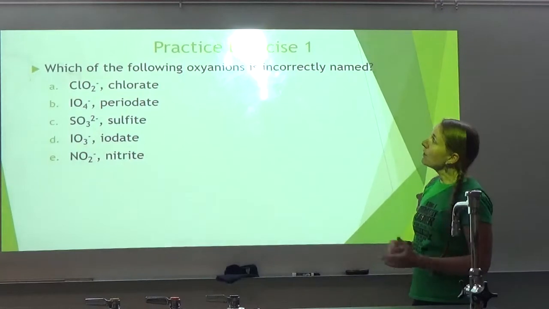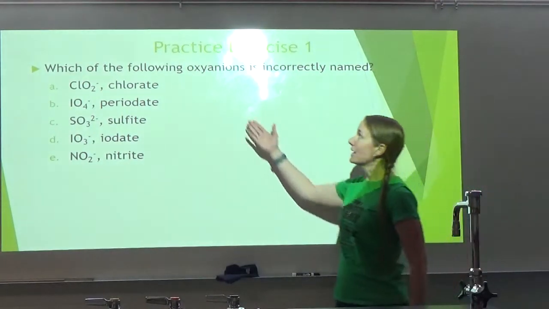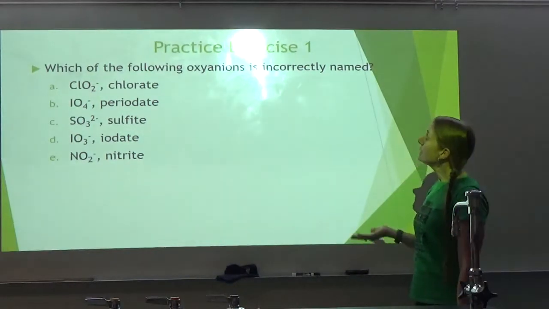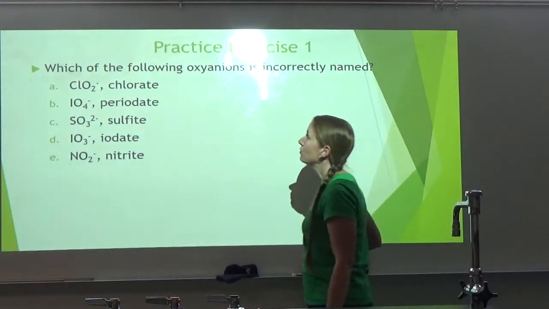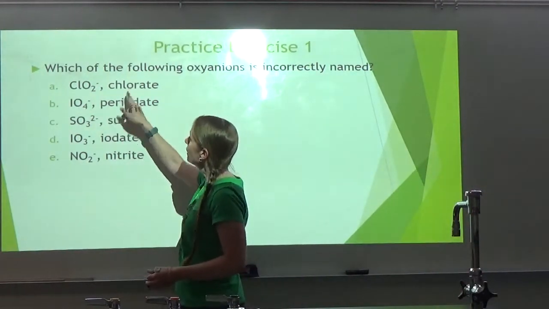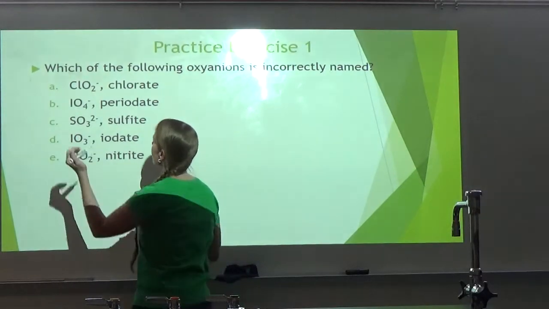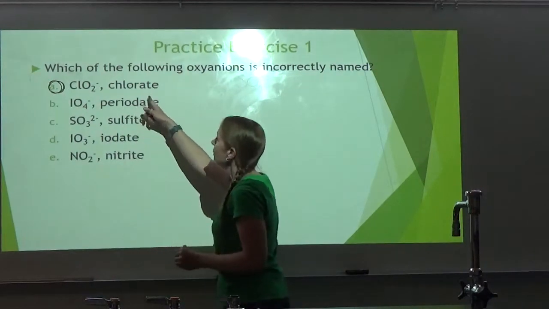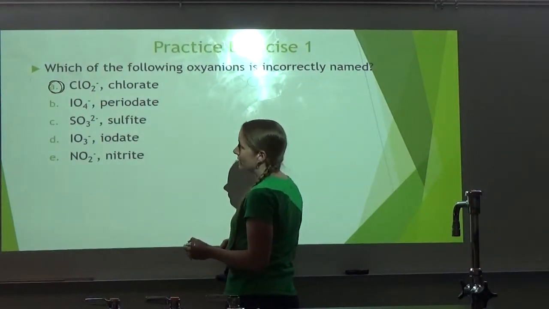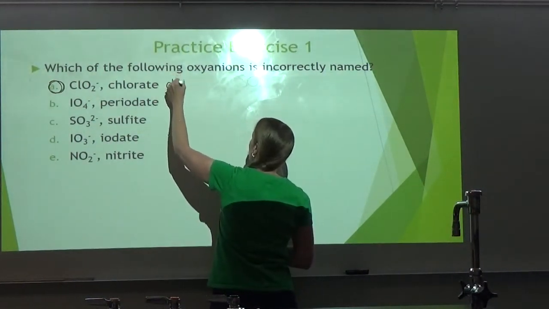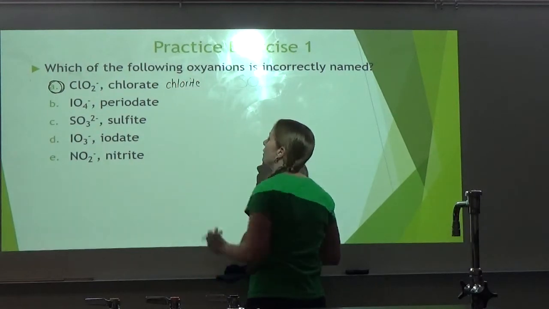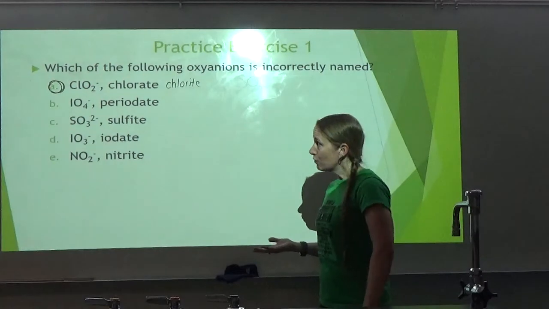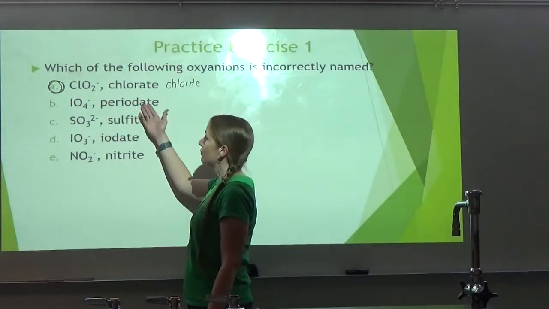Which of the following oxyanions, and an oxyanion is just an anion, so it's negative, that contains oxygen, is incorrectly named? We have ClO2 being called chlorate. Well, that's incorrect. ClO2 is chlorite, so this should be called chlorite. We'll check our other ones though, just to make sure more than one's not wrong. It says IO4 negative is periodate.